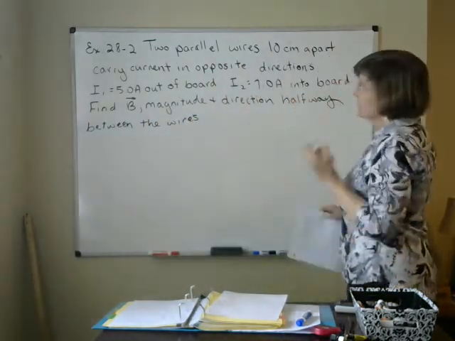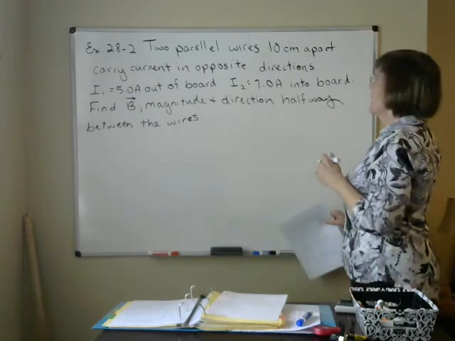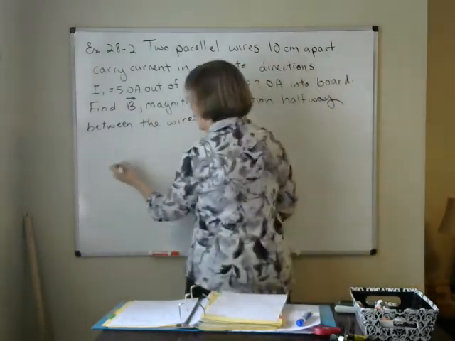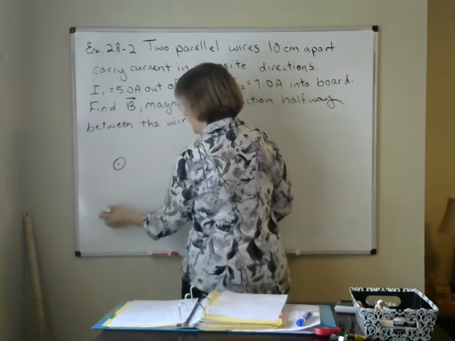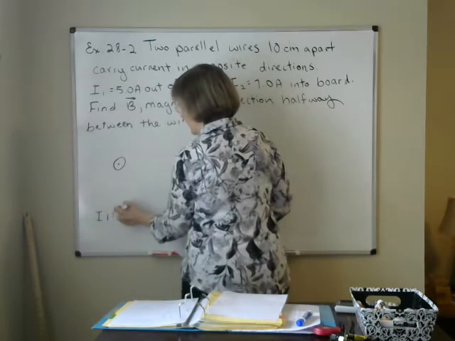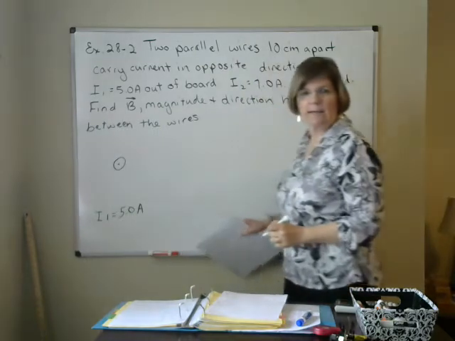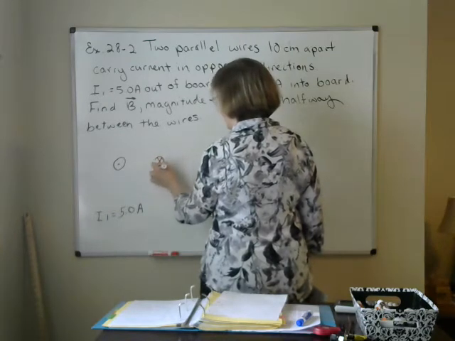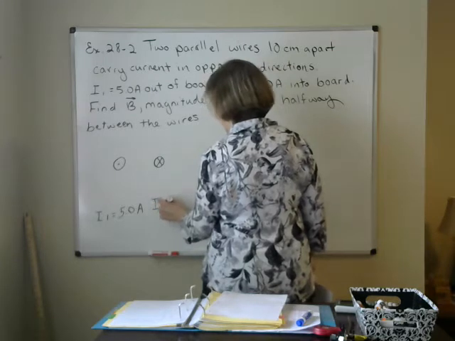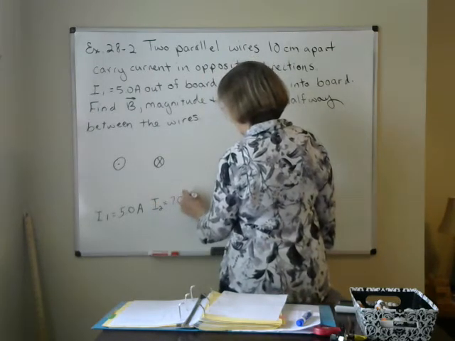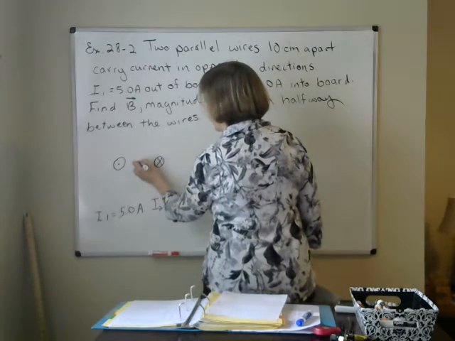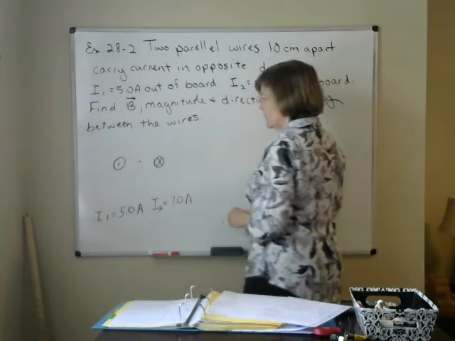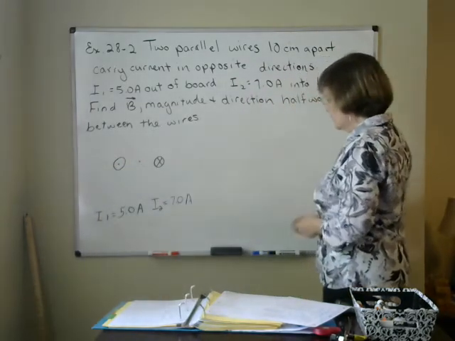The picture here is going to be really important. We've got two wires, their currents in opposite directions. The first one's 5 amps out of the board, so here's I1, coming out of the board. The other one, 10 centimeters apart over here, is going into the board. That's I2, and it is 7 amps. We want to know what's going on right here in the middle, 5 centimeters from this one and 5 centimeters from this one. Let's get the direction first, because the direction will be helpful.